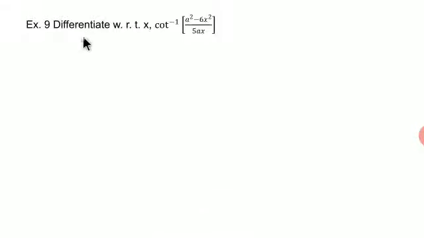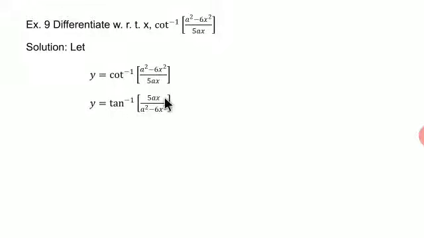Now see example number 9. Differentiate with respect to x cot inverse of (a square minus 6x square) divided by 5ax. Solution: let y is equal to cot inverse of (a square minus 6x square) divided by 5ax. We know cot inverse of x is equal to tan inverse of 1 upon x, means tan inverse of the reciprocal of this term. So we get y is equal to tan inverse of 5ax divided by (a square minus 6x square).